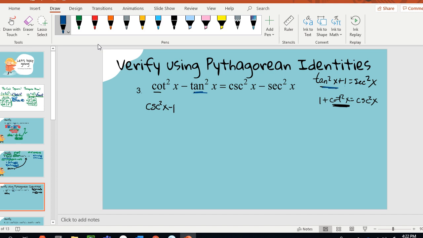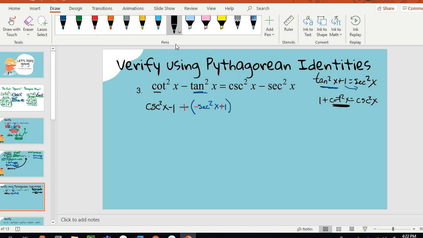Tangent squared x means I'm going to pull this 1 over to the other side, but be careful, it's minus tangent squared x, which gives me secant squared x minus 1. I had to double check. Okay, now what I'm going to do is make this minus right here distribute through. So it's plus a negative, and that minus becomes a plus. So I've just distributed my minus sign.